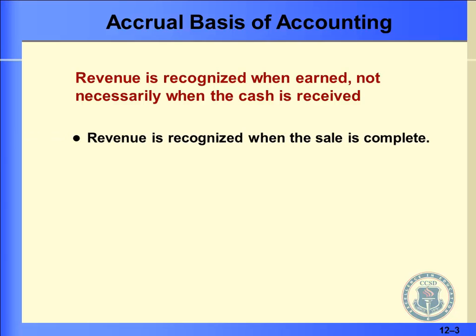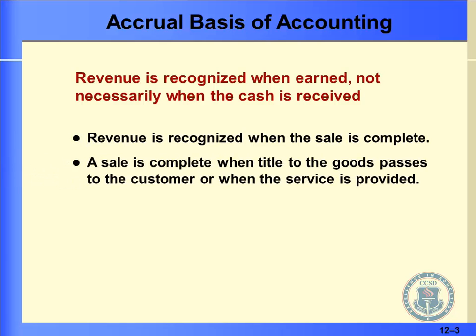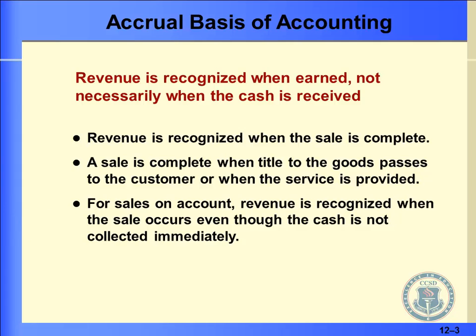So revenue is recognized when the sale is completed or when the work is done. A sale is complete when the title of goods passes to the customer or when the service is provided. For sales on account, revenue is recognized when the sale occurs even though the cash is not collected immediately. And this is important. So even if we didn't get all the money for the job or for the sale, say a furniture store says don't even pay till 2017, come get your furniture today. They're not waiting till 2017 to write down that they made the sale. They're going to write down that they did the sale the day that you bought it, and they're going to collect money over the course of the next couple of years.